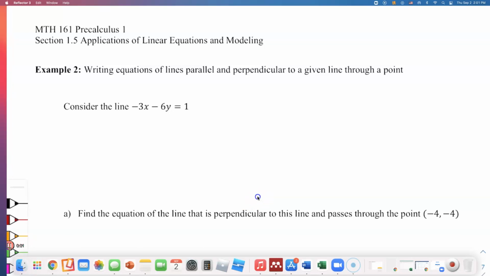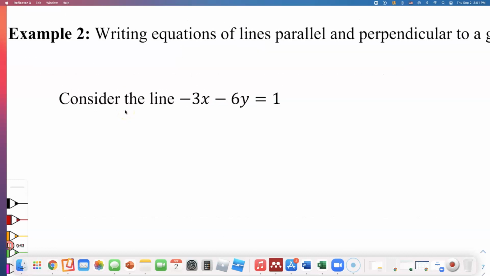This is the second example of writing equations of lines parallel and perpendicular to a given line through a point. So we have an equation in standard form. So guess what? We're going to have to work on it a little bit. Let's go ahead and move the negative 3x to the other side first.